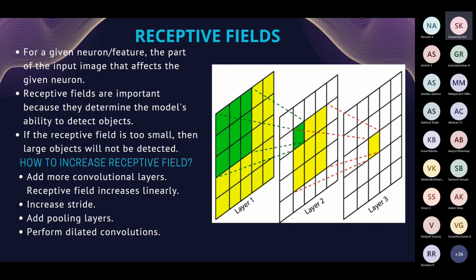If you add a stride of 2, then you would be covering almost twice as many pixels as you would cover with stride 1. Another possibility is adding pooling layers. When you pool, you are merging as many pixels as are in your window to form a single pixel. So that increases your receptive field very drastically. Another thing is to do dilated convolutions. We'll see what dilated convolutions are.